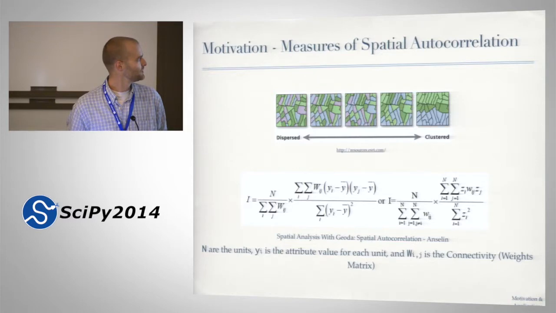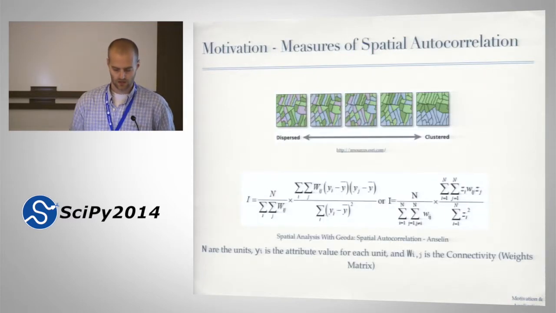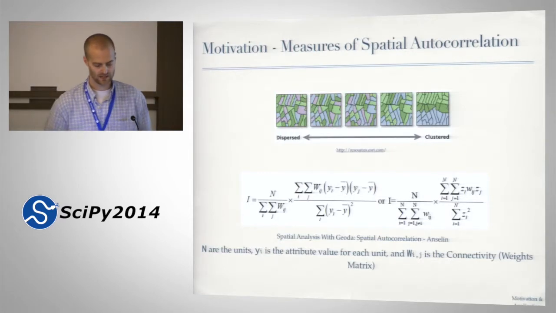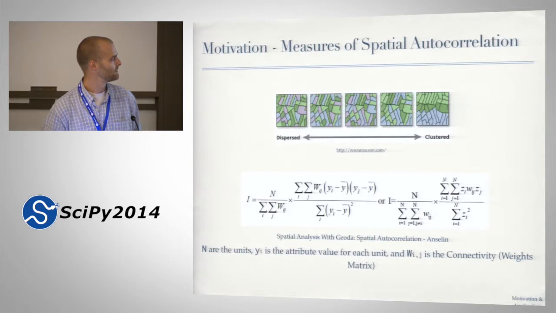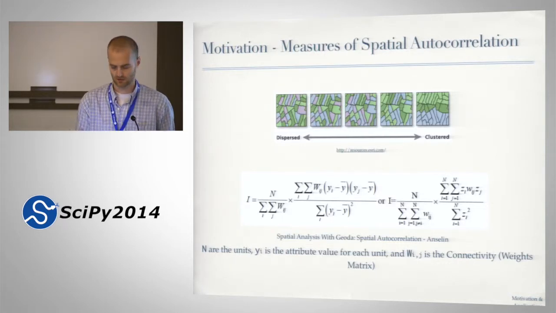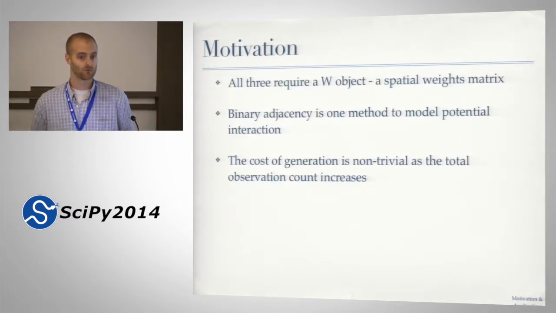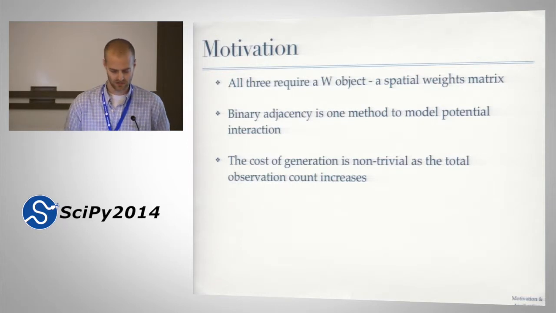So again, in this previous example, once again, we need to know what the underlying spatial structure is. And then measures of spatial autocorrelation. This is global Moran's I. Here the goal is basically to say what kind of clustering we have in our data set. In order to do that, I need to know what the spatial adjacency structure is. Binary spatial adjacency is one method to compute that. So all three of these require this W object, or some representation of the spatial adjacency.